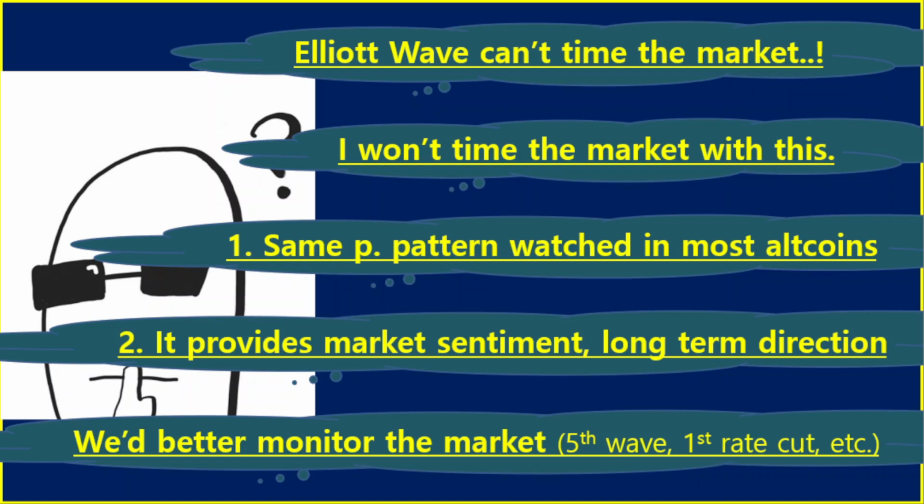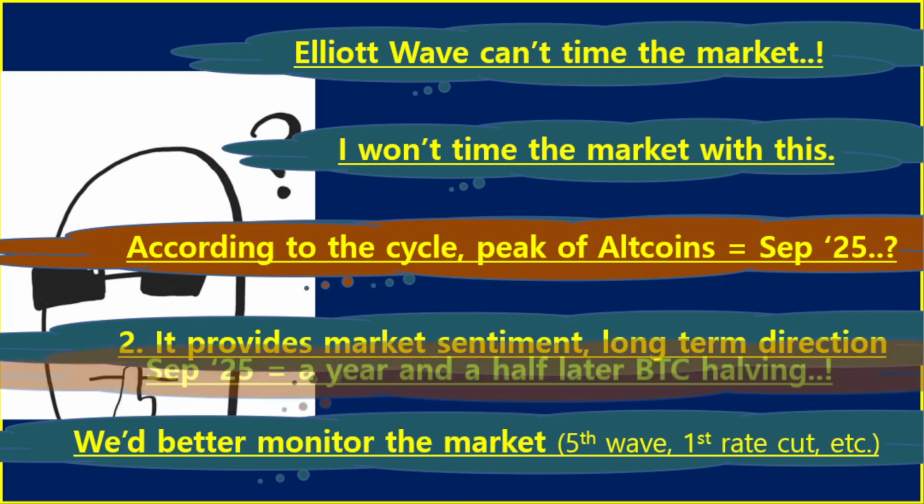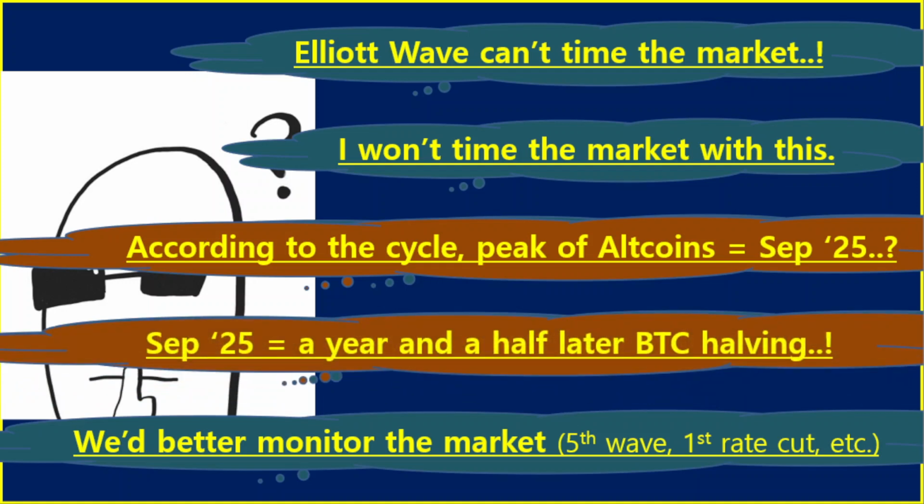To better monitor the market, we need to check whether the fifth impulsive wave is coming, when the Fed is going to lower the interest rate, and whether the Ethereum spot ETF is going to be approved, things like that. According to the cycle, the peak of those altcoins would be in September next year. September 2025 is a year and a half after the Bitcoin halving. So it makes sense that those altcoins as well as Bitcoin can go a lot higher a year or a year and a half after the Bitcoin halving.